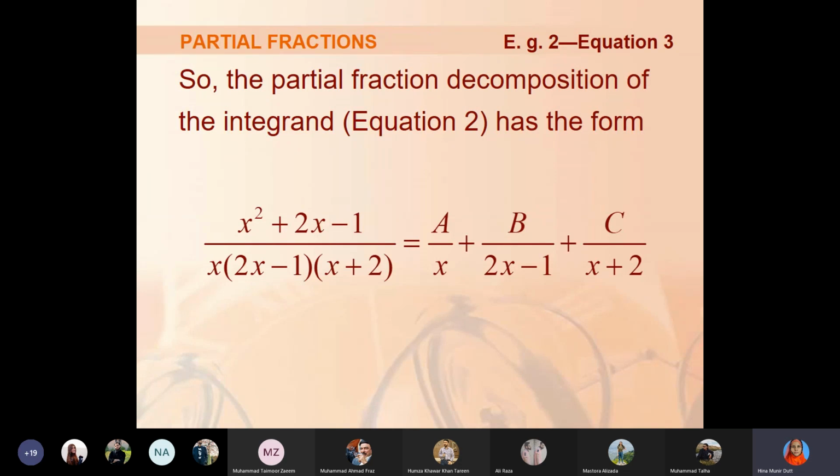Now your task is to determine these three unknowns, A, B, and C. How will you get these three unknowns? First see that I have one equation and I have three unknowns. To uniquely determine these three unknowns, I need three equations.